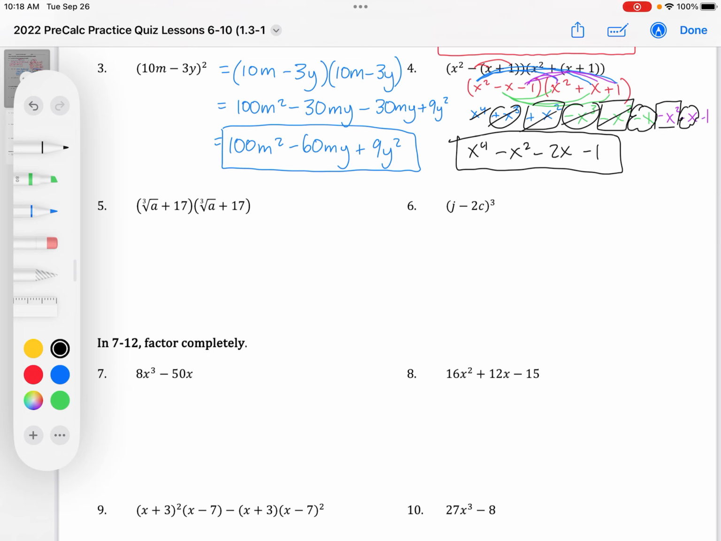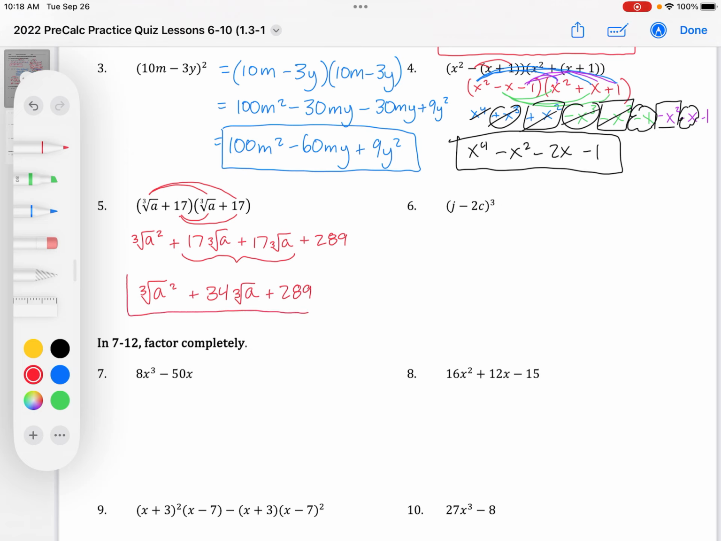All right, number 5 is another FOILing problem. So if we FOIL this, it is the cube root of a squared, and then we have plus 17 cube root of a, plus another 17 cube root of a, and then 17 times 17 is plus 289. All right, in the middle, these are like terms. So we have cube root of a squared plus 34 cube root of a plus 289, and that is your simplified answer there.